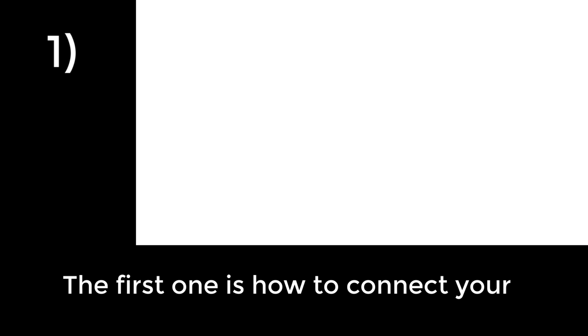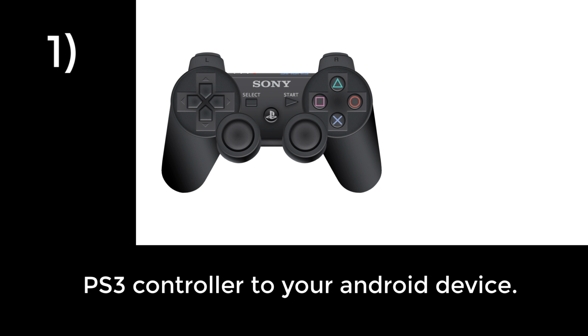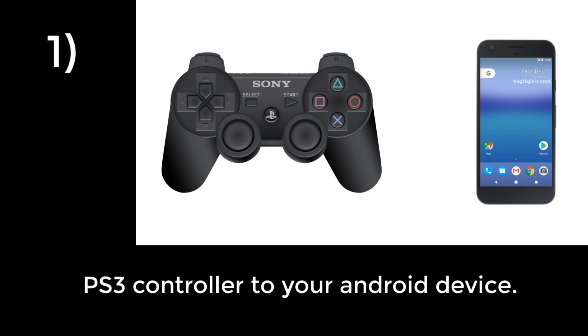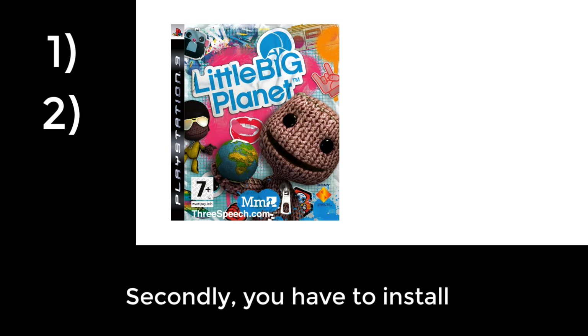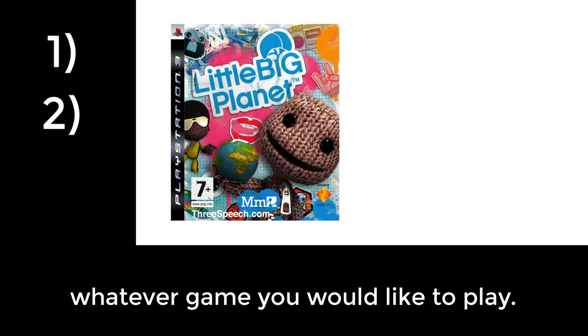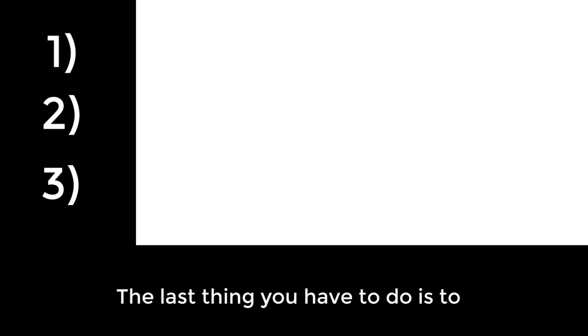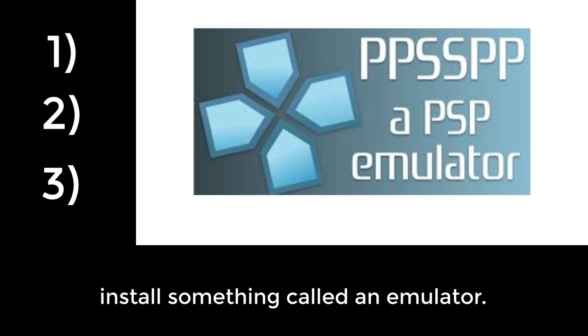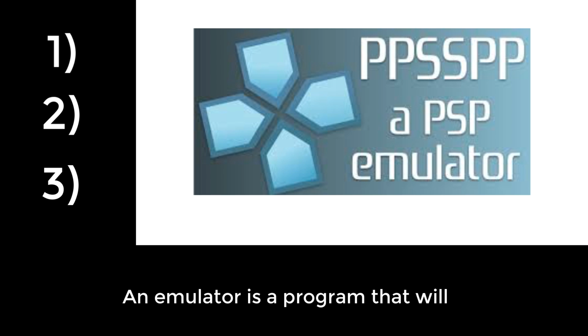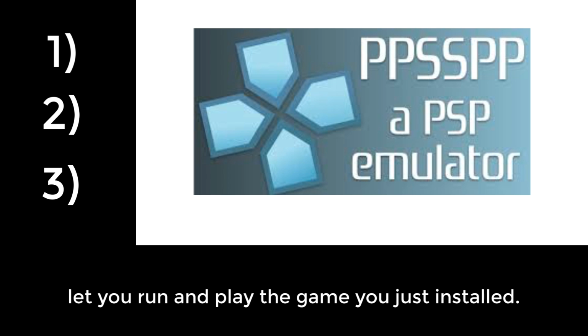The first one is how to connect your PlayStation 3 controller to your Android device. Secondly, you have to install whatever game you would like to play. The last thing you have to do is to install something called an emulator. An emulator is a program that will let you run and play the game you just installed.